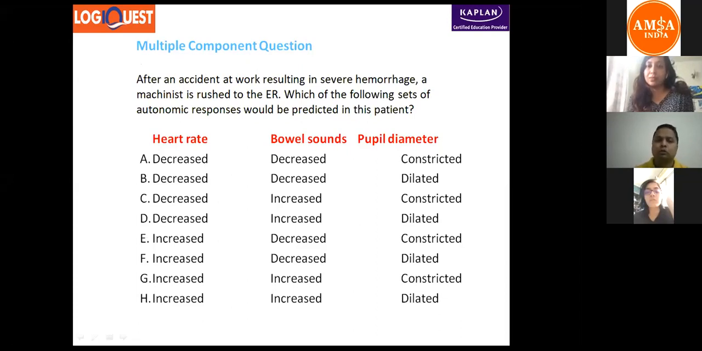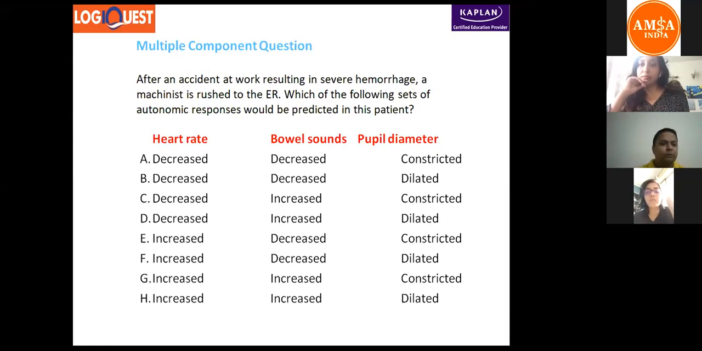Now, usually what students make a mistake is, okay, fine. Heart rate decreased, bowel sounds decreased, constricted pupil diameter, I don't think so. Then decrease heart rate, increase. Will this decrease? Like this, we need to understand the clock is ticking. We just have about 85 to 90 seconds in this particular case. So we have to ensure that you are going as quick as you can. So here you need to follow the process of elimination.